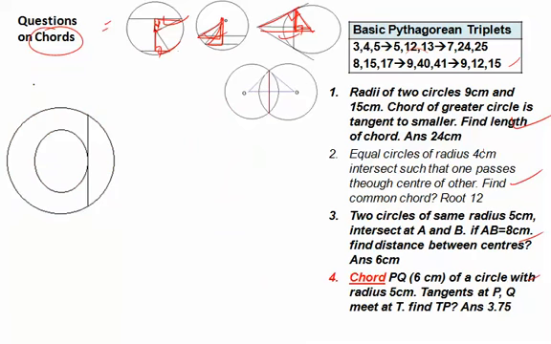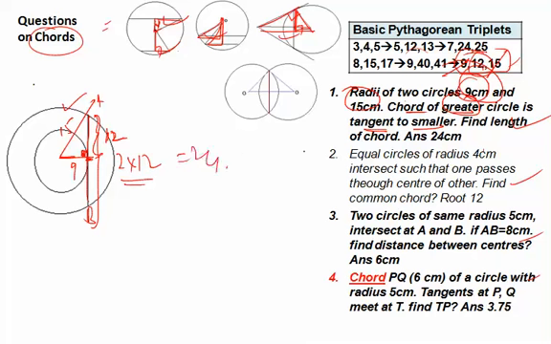In the first question, the radii of two circles are 9 and 15. A chord of the greater circle is tangent to the smaller. If this is the greater circle, this is a chord AB of the greater circle, and this is tangent to the smaller circle, touching at this point. This radius is given as 9 and this radius is 15. This is a right angle triangle, so how do you calculate this length? By this triplet, two sides are 9 and 15, so the next side will be 12. What is the length of the total? 2 into 12, double of 12, that is 24, your answer.